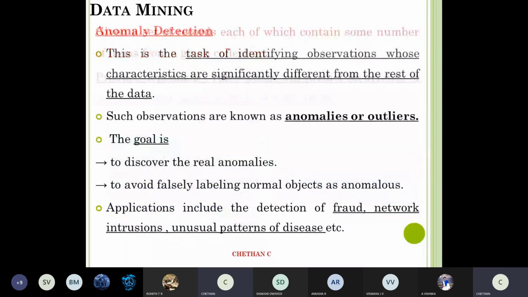Then you move into the last part, called anomaly detection. What is the literal meaning of anomaly? The literal meaning of anomaly is something which is not regular.